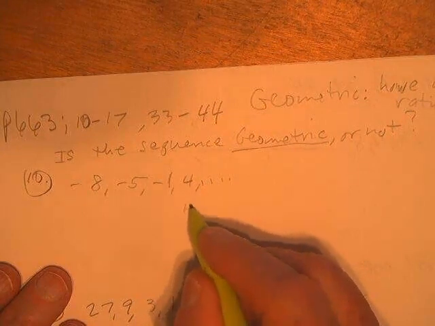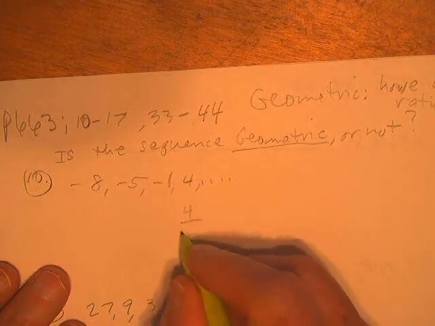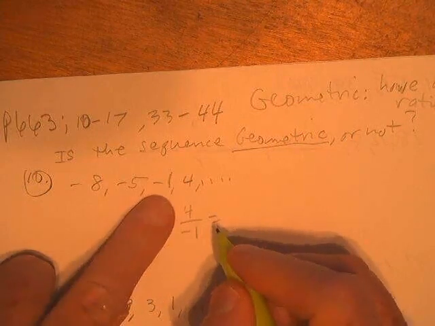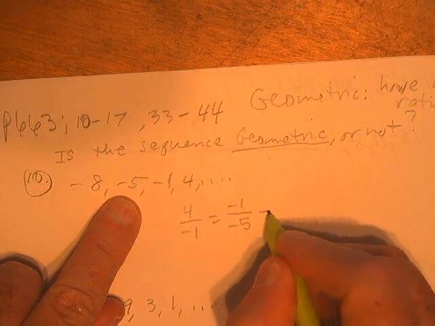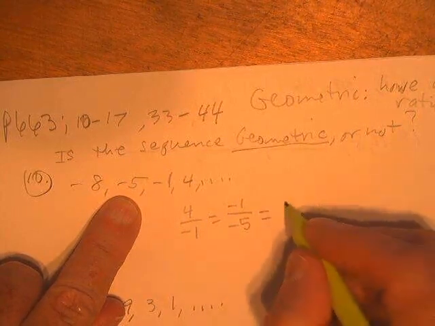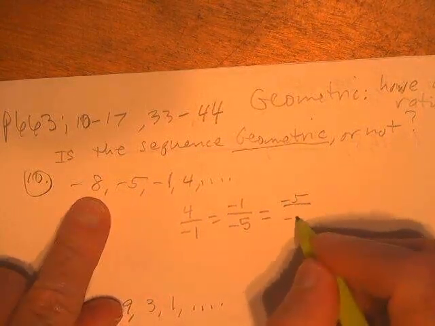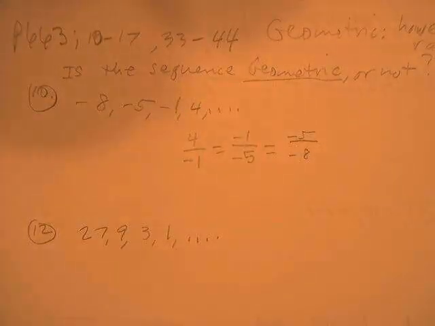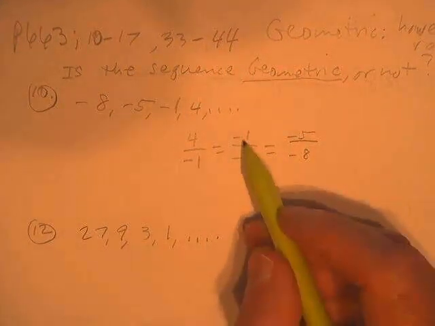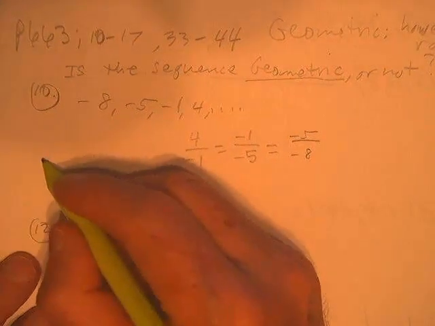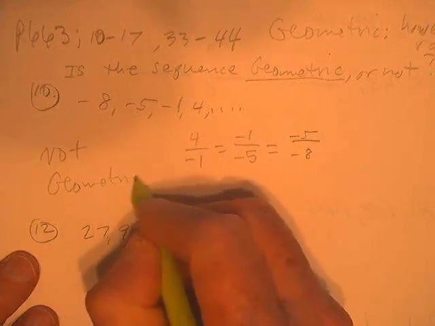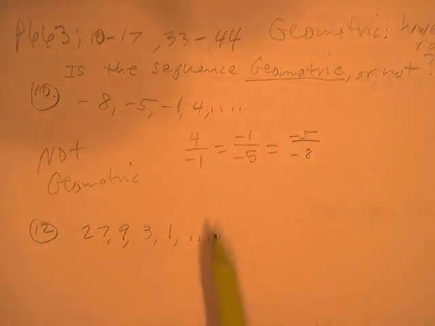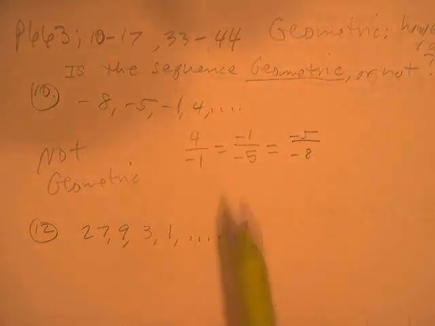Take this end one and divide it by the one in front of it. And then take that one and divide by the one in front of it. And then take this one and divide by the one in front of it. And see if these three fractions are the same. Well, this is going to be -4, and this is positive a fifth. So this one is not geometric.